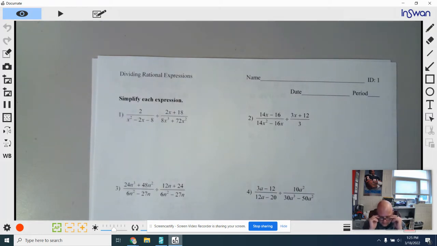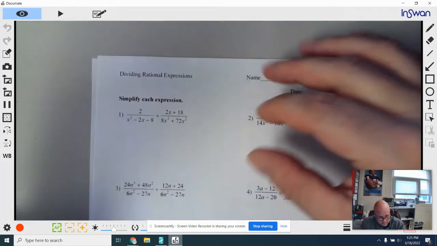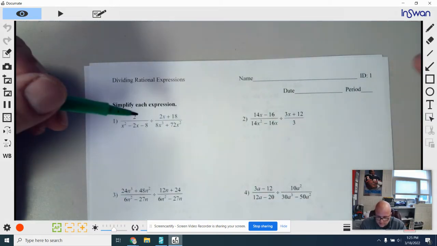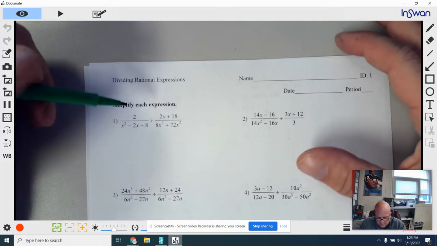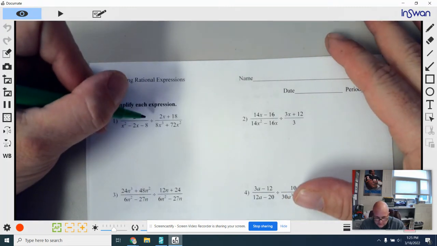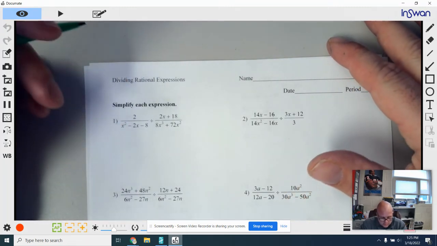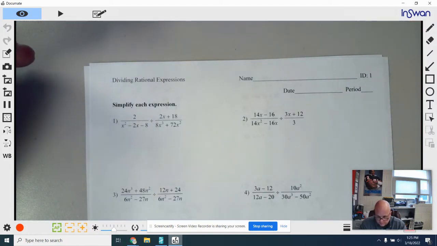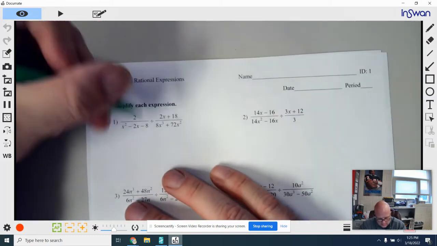So starting off today, it's pretty much just like multiplying. We're going to break things down the same way, except we're going to divide, which is really just multiplying by the reciprocal because we are dividing fractions. And if you remember, when you divided fractions, you might remember keep, change, flip. That's going to be the same concept.